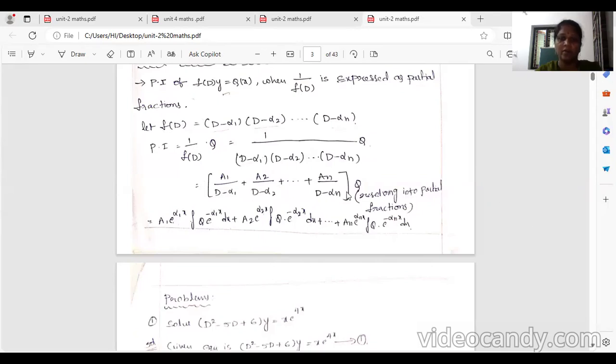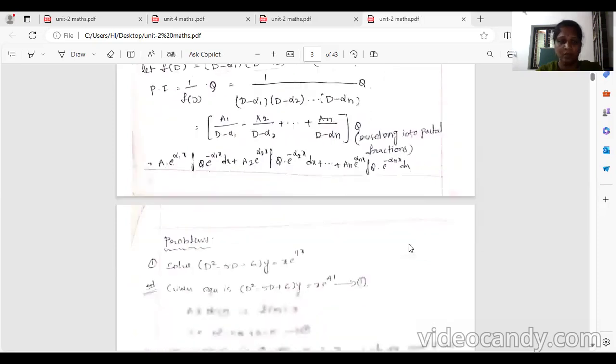So resolving into partial fractions in terms of Q, here a1 by D minus alpha 1, the particular integral of this fraction can be written as a1 into e power alpha 1 x integral of Q into e power minus alpha 1 x dx, plus a2 into e power alpha 2 x into integral of Q into e power minus alpha 2 x dx, and so on up to the nth term, an e power alpha n x into integral of Q into e power minus alpha n x dx.